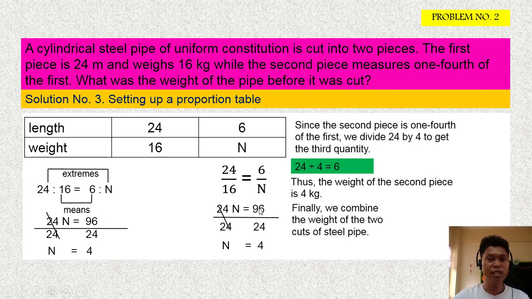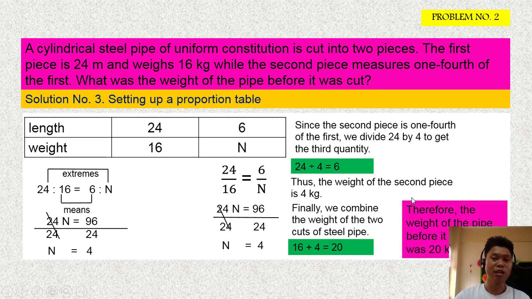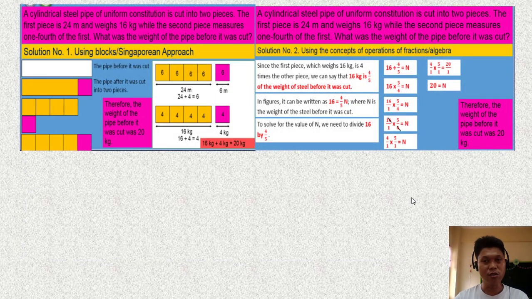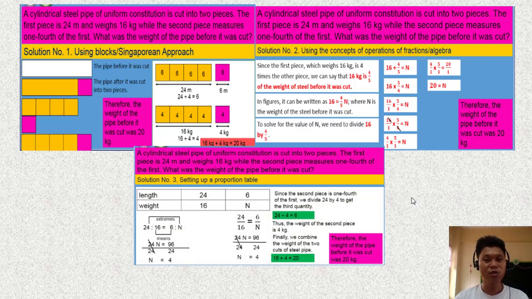But the question here is: what is the weight of the pipe before it was cut? So what we do is combine the weights of the two cuts of steel pipe. The first weight is 16 and the second is 4. So 16 plus 4 is equal to 20 kilograms. Therefore, the weight of the pipe before it was cut is 20 kilograms. The first solution gives 20 kilograms, the second solution is 20 kilograms, and the third solution is also 20 kilograms. Therefore, we have arrived at the same answer.